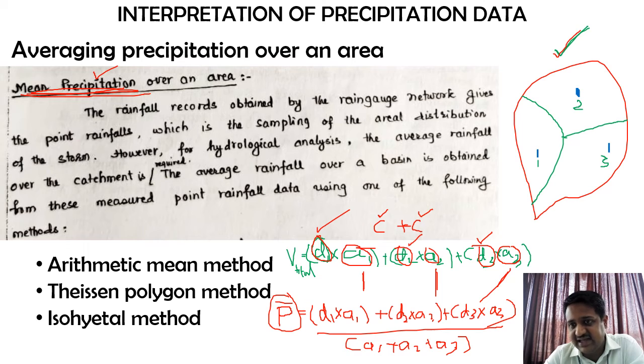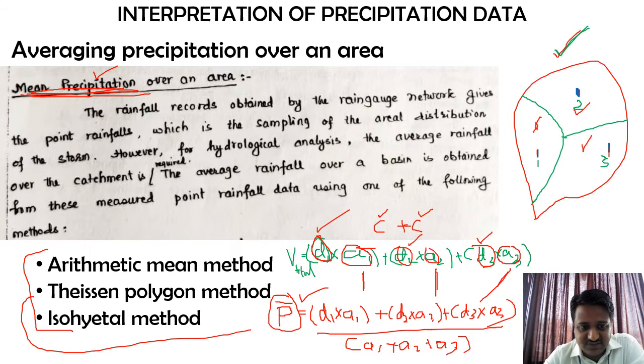But this entire area has 3 rain gauge stations, and we need to determine the effective area for each of these rain gauge stations individually. Then only we can find out this total mean precipitation. How to determine this A1, A2, A3, that is the effective area for each of these rain gauge stations, will be done with the help of these three methods. Ultimately you want to determine this P average with the help of these three methods. So let us go one by one in detail.